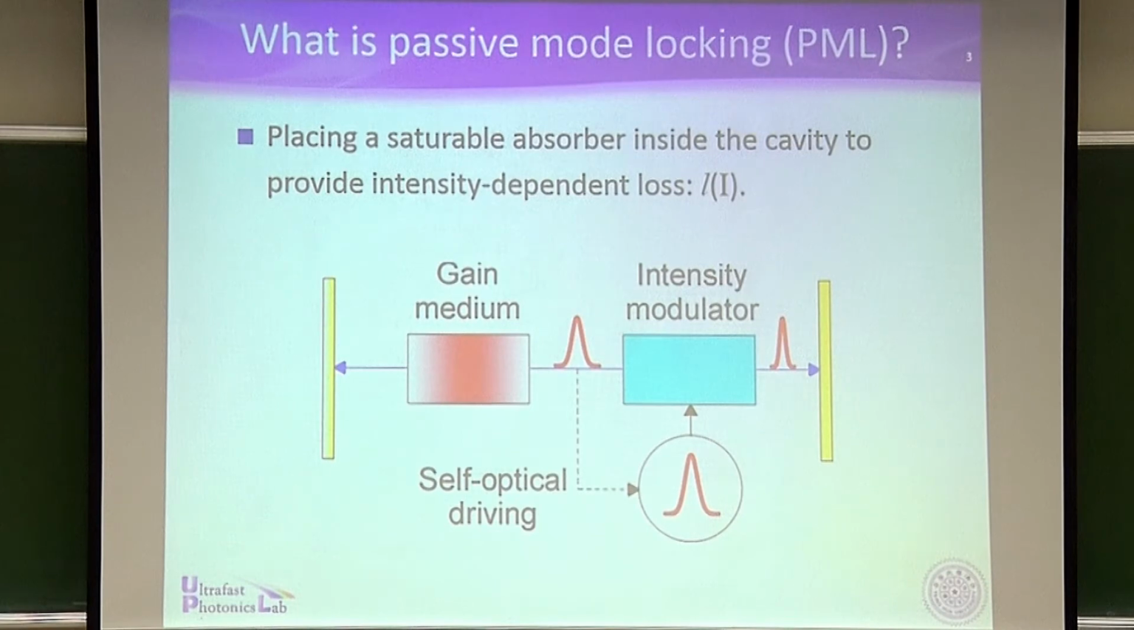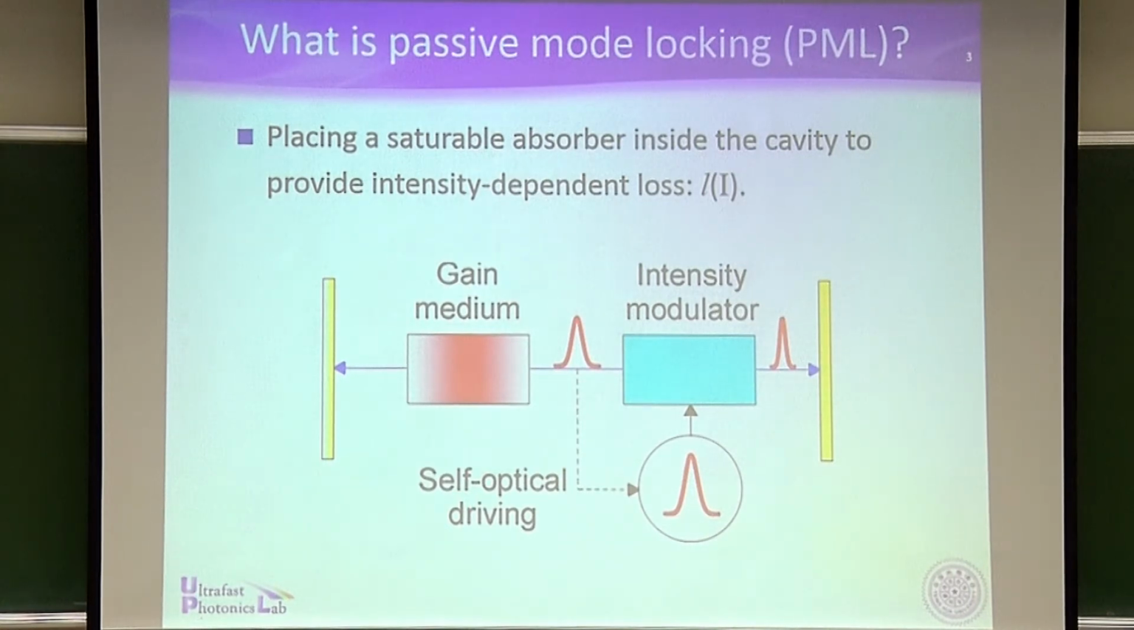You have a cavity, you have a gain medium, but they are required by any lasers, even CW lasers. The only difference is now you place a saturable absorber here, very much like the external modulator in active mode-locked lasers. The difference is now you do not need an external driving source. Okay? But any modulator relies on a driving source.